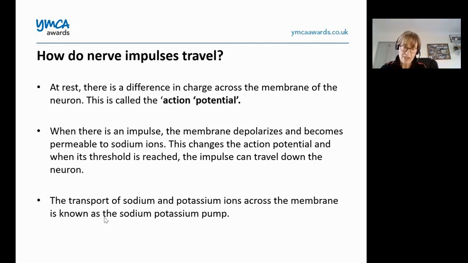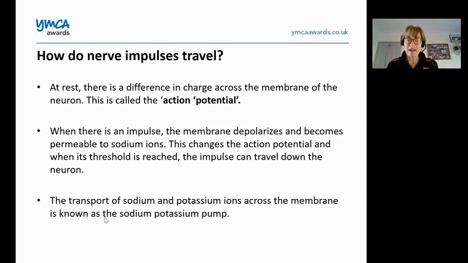So one side is more positively charged than the other. Now, when an electrical impulse travels down, the membrane actually depolarizes, so that action potential changes and the membrane becomes permeable to sodium ions, and they rush in, and this changes the action potential. It sort of switches it round, and when a certain threshold is reached, the impulse will travel down the neuron.